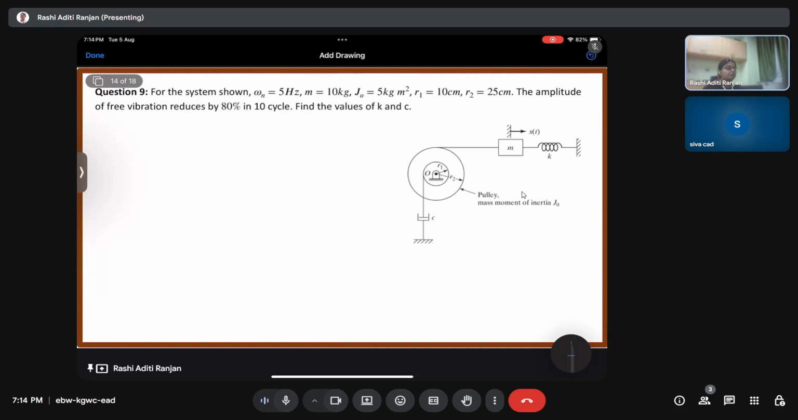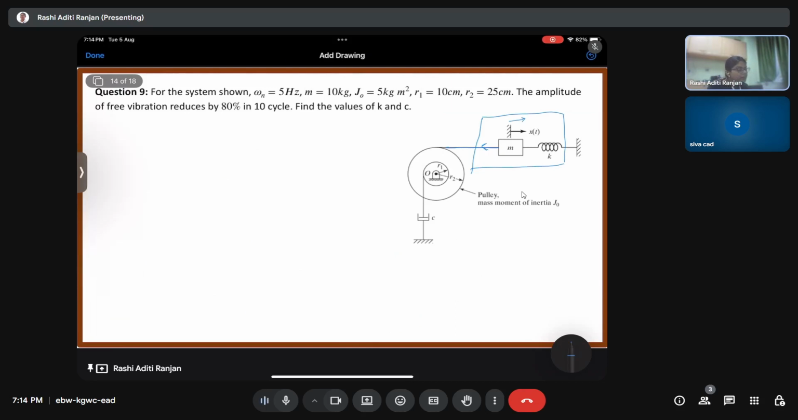Okay. First, for this system, if I consider my mass is moving in this direction, okay, my mass is moving in this direction, right? And then there is this, which is going to have tension, something like this.